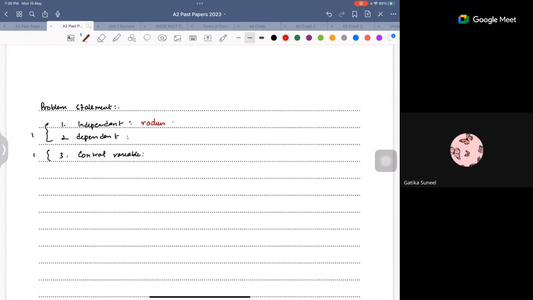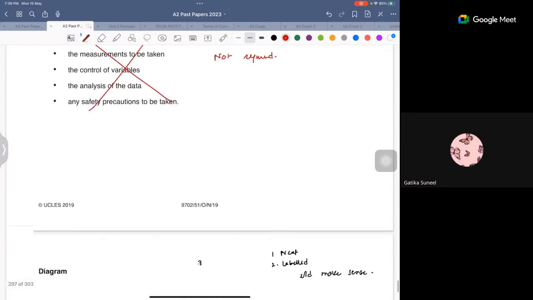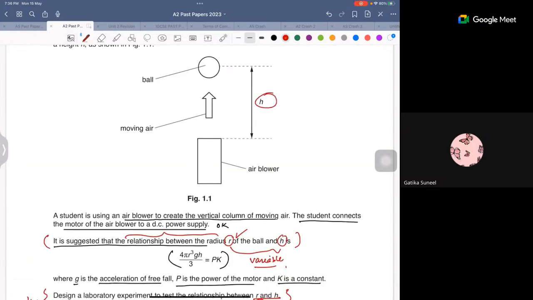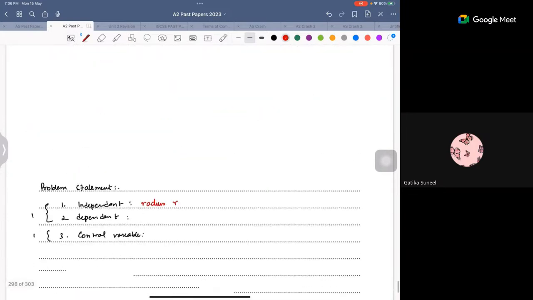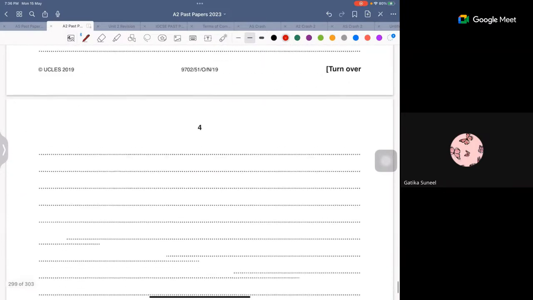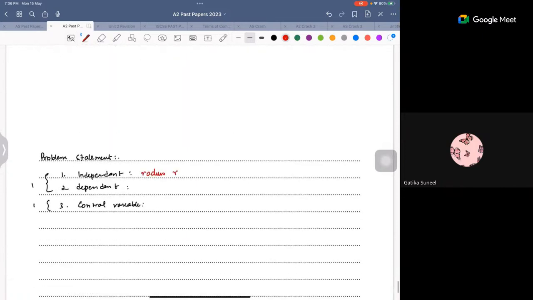So I'm going to write radius R, and the dependent would obviously be this height, because of the radius, it will go up or down, right? So the dependent variable should be H, height, H.